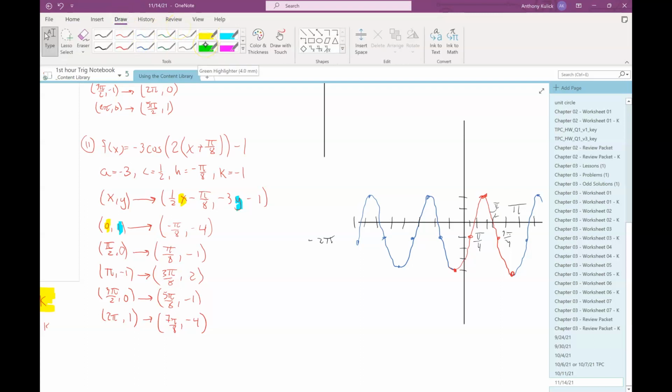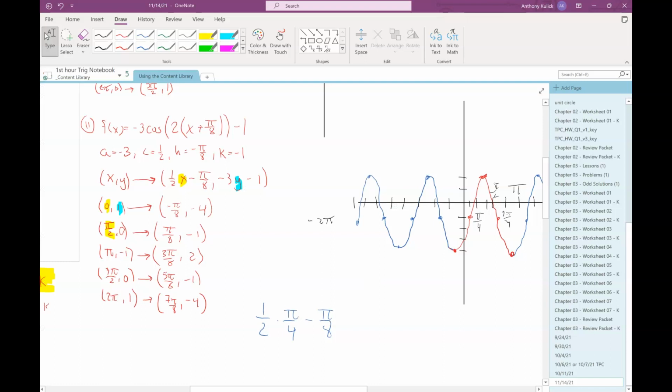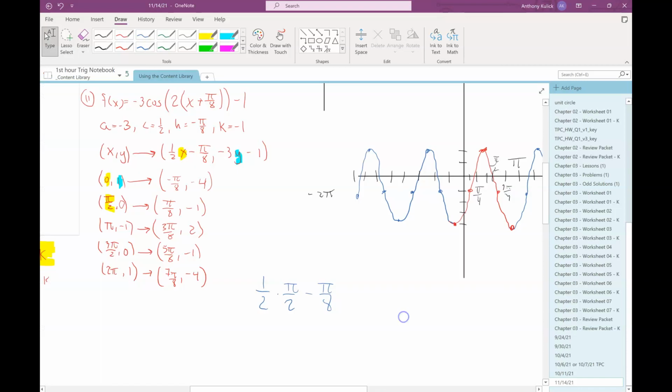So let's do the second point, just for an example. I'm taking my x and plugging in here. So I have 1/2 times pi over 4 minus pi over 8. 1/2 times pi over 2, excuse me. So when I do that, I get pi times 1 is pi, 2 times 2 is 4, minus pi over 8. I'm going to make a common denominator. Hopefully it's clear that the common denominator should be 8. So I'm going to multiply this first fraction by 2 over 2. That gives me 2 pi over 8 minus pi over 8. So 2 minus 1 is 1, pi over 8. So there's my x coordinate.